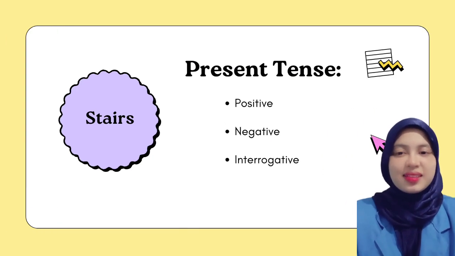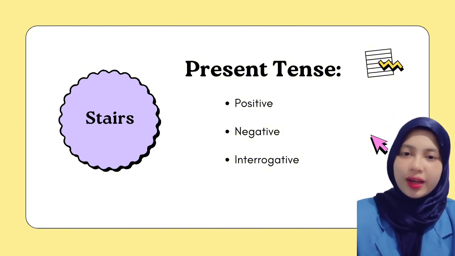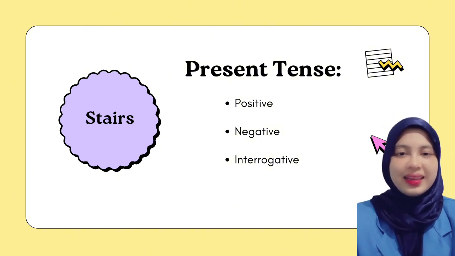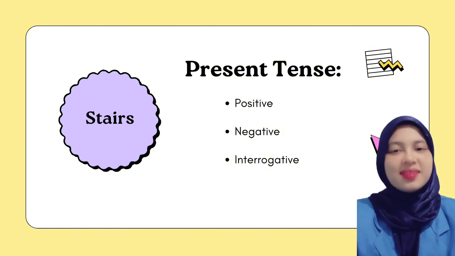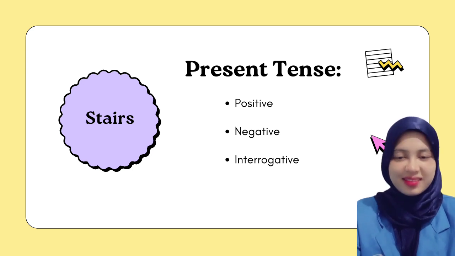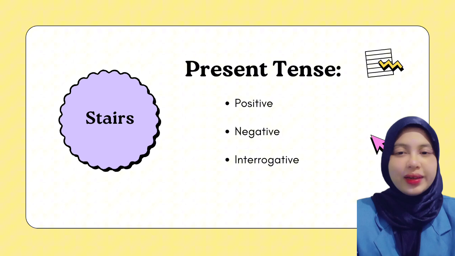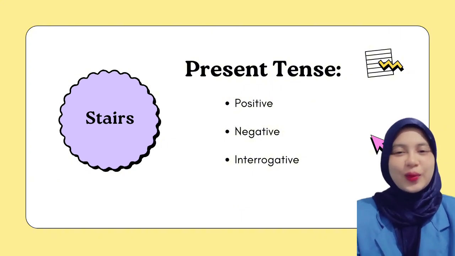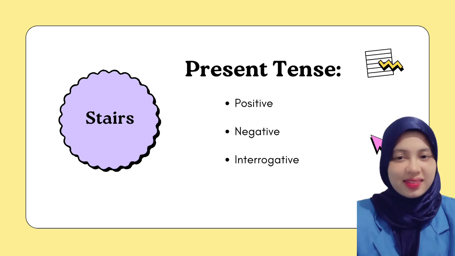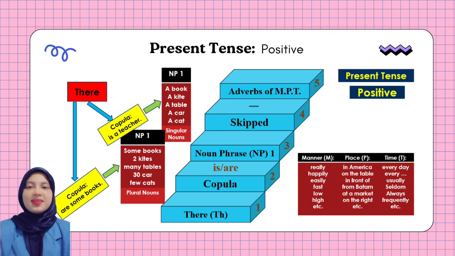By mastering these 5 steps, you'll be able to create clear, accurate, and expressive sentences in English, whether you are writing, speaking, or even thinking in English. So, let's take our first step and see how each stair helps us build better sentences. Are you ready to climb the stairs to better English? Let's get started. Present tense positive.